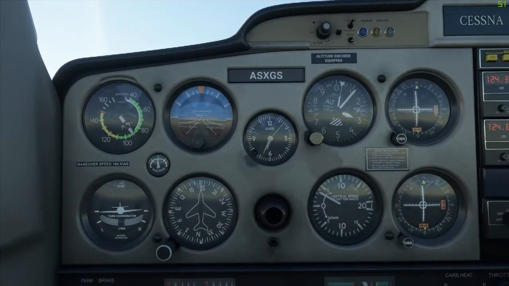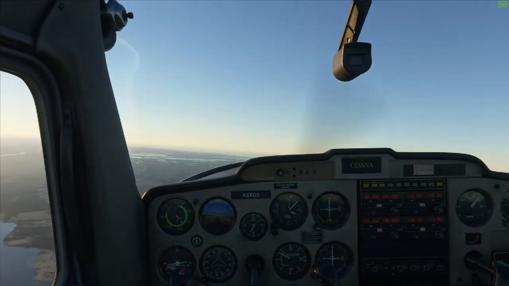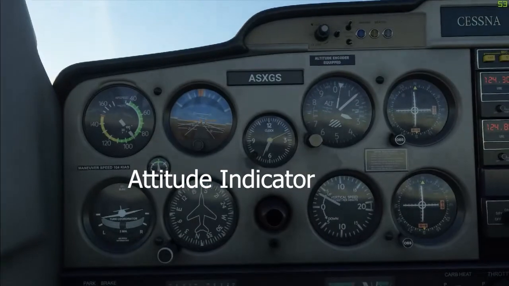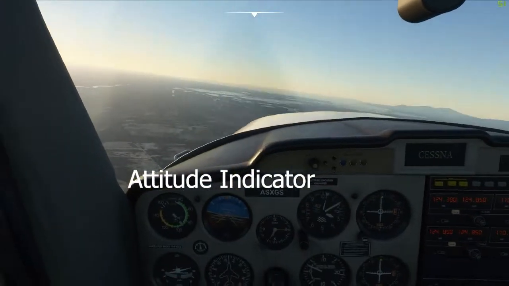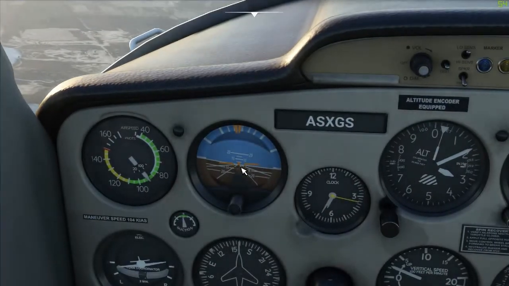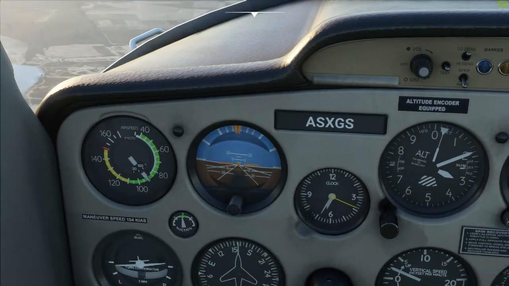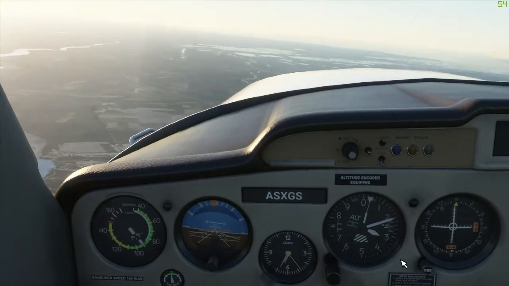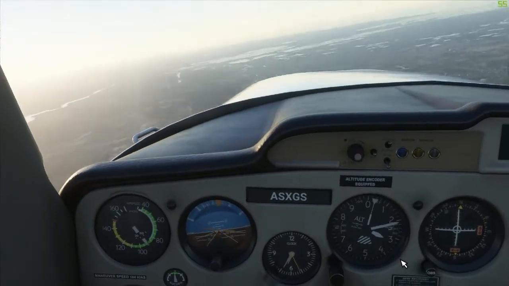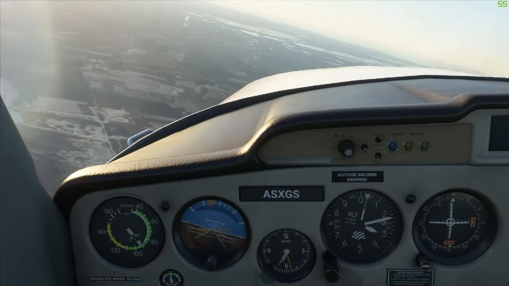So now, let's move on to the next basic instrument, the attitude indicator. Simply put, this instrument depicts the position of the aircraft in relation to the horizon. This instrument shows if the wings are level or if the plane is pitching up or pitching down.